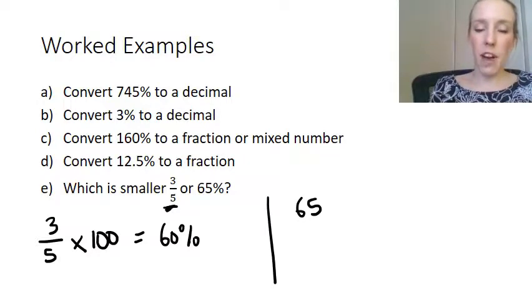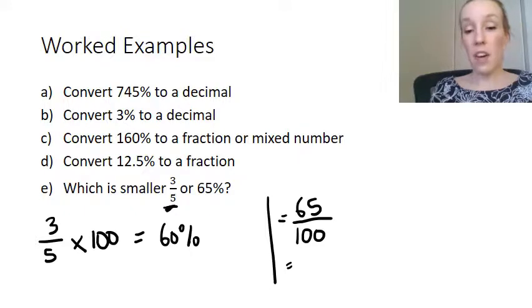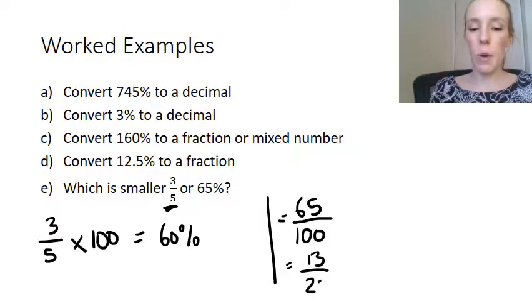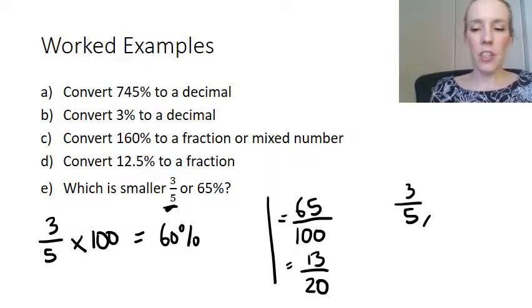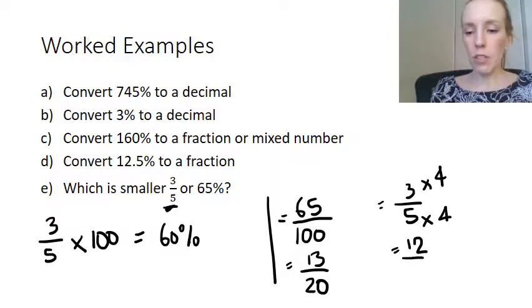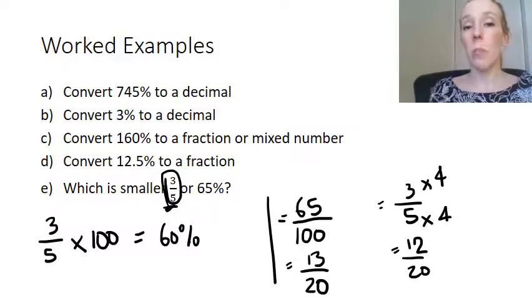So you do 65, drop the percent, turn it into a denominator of 100, and we could divide both of those by 5. So 65 divided by 5 will give me 13. 100 divided by 5 will give me 20. Then obviously I'll have to change my other fraction, 3/5, so that I can compare fractions. So to change the denominator into 20, I'm going to have to multiply by 4 and multiply the 3 by 4, and that will be 12 over 20. So therefore, either way, we'll still get 3/5 is going to be our smaller fraction.